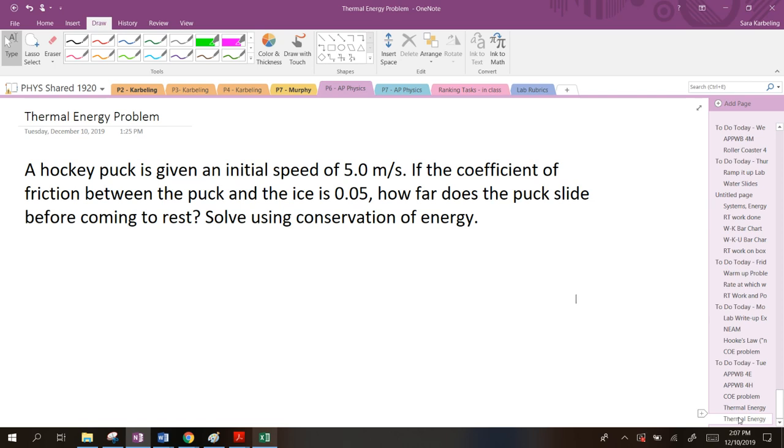A hockey puck is given an initial speed of 5 meters per second. The coefficient of friction between the puck and the ice is 0.05. Very low coefficient of friction, right? Which makes sense because it's ice. Did anybody notice the low coefficient of friction out there yesterday when you were walking to your car? I hope you said to yourself, wow, the coefficient of friction between my shoes and the ground is really, really low. The question says, how far does the puck slide before coming to rest? Kind of the same as the Altoids box, except you've got some information. All right, go ahead and do the problem.